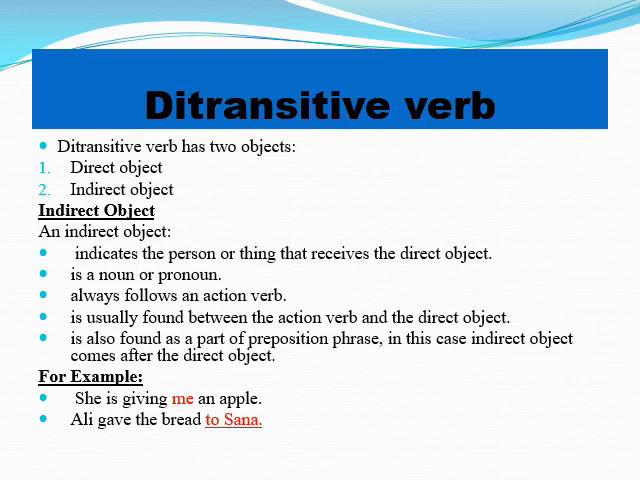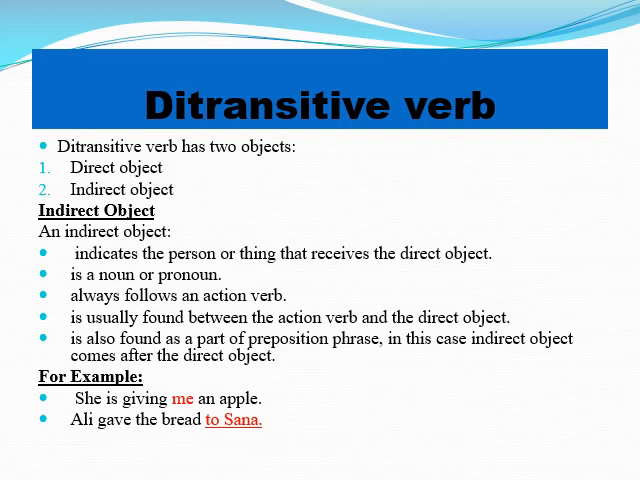There is a special type of transitive verb called the ditransitive verb. The ditransitive verb has two objects, direct object and indirect object. In previous slides, I have discussed direct object in detail. Now I'll discuss indirect object.